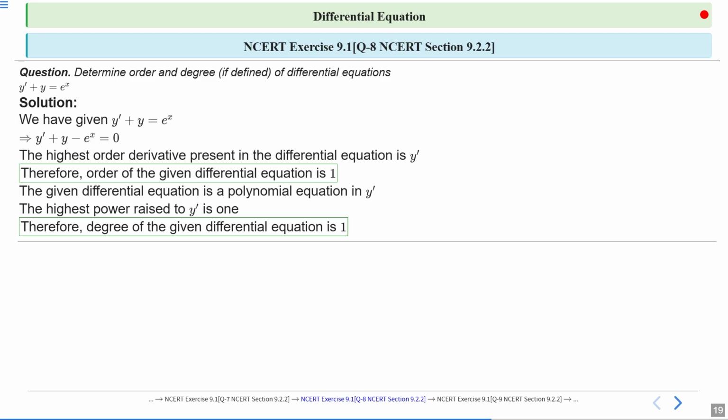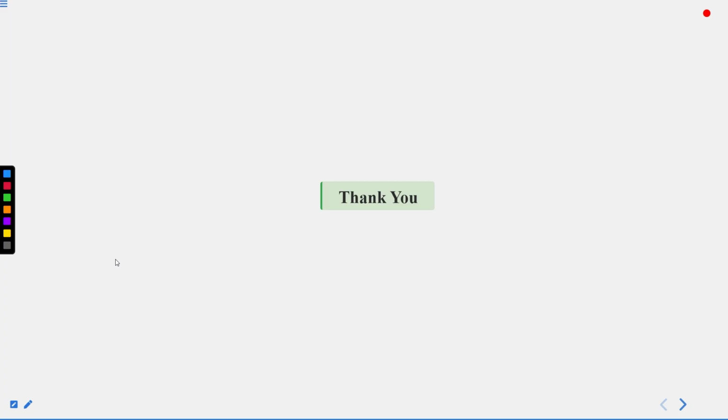Okay. So in today's class, we saw what a differential equation is, some basic concepts like order and degree, how to calculate order, and when we can define degree and when not. What is the polynomial form with respect to derivatives? Okay.